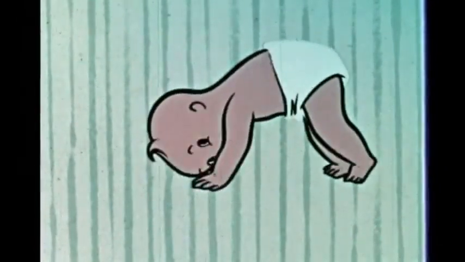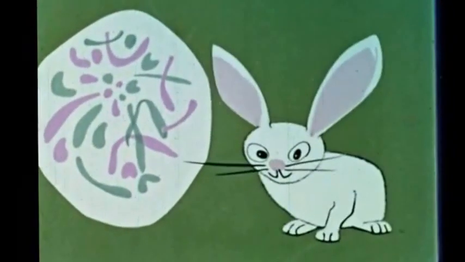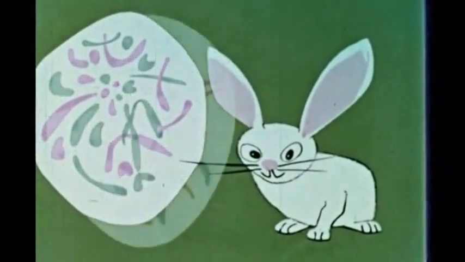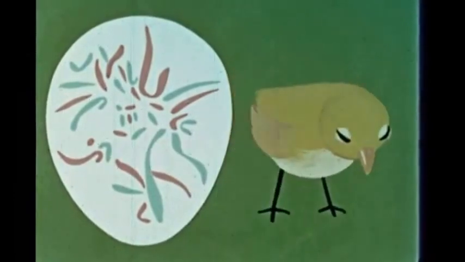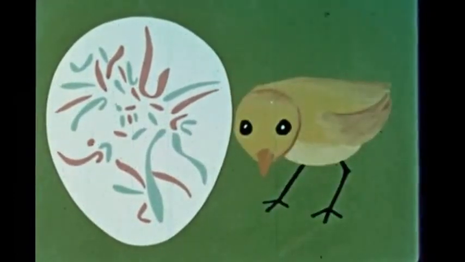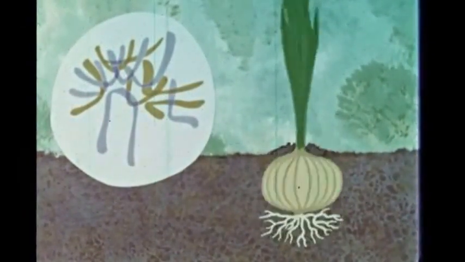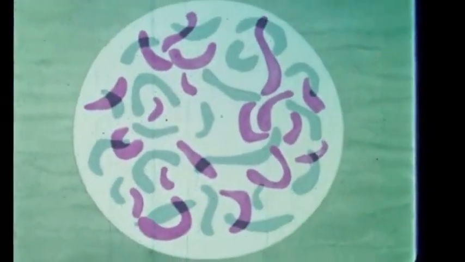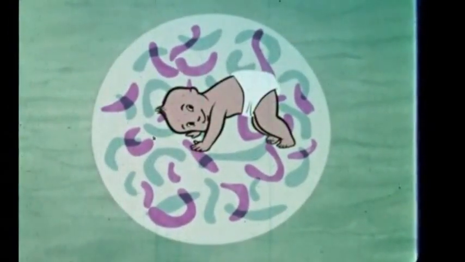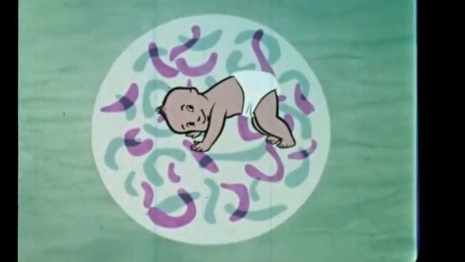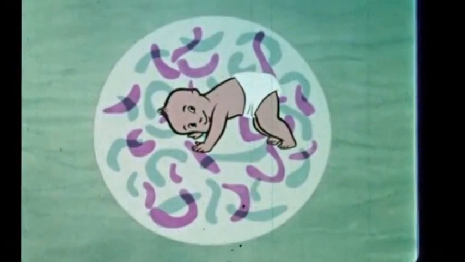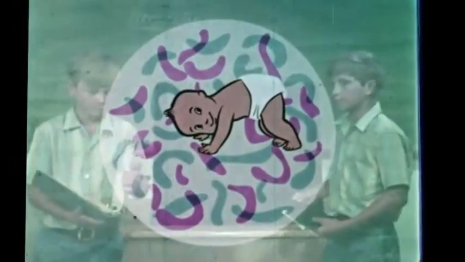Each living thing has its own unique pattern of chromosomes and genes in every cell. For example, this pattern, different from the human pattern, will produce a rabbit. Another pattern will produce a chicken. And still another, an onion. But this pattern for chromosomes and genes is the human pattern, and it is the same for all people the world over. Well, that's interesting about genes and chromosomes, but where do twins come from?